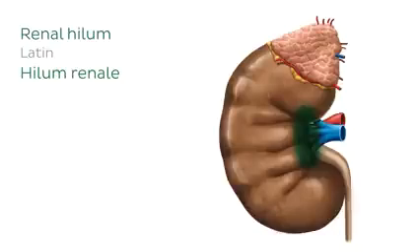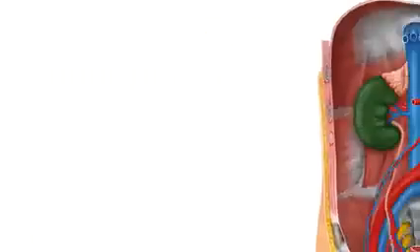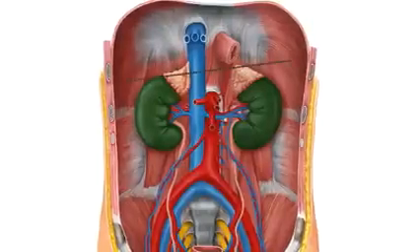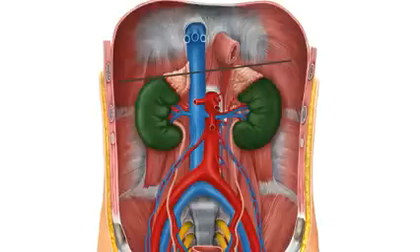At the medial border of each kidney is the renal hilum, where the renal arteries, renal veins, and the renal pelvis enter and leave the kidneys. Note that the right kidney sits slightly lower than the left kidney, since it sits posterior inferior to the liver. And by posterior inferior, I mean basically underneath.